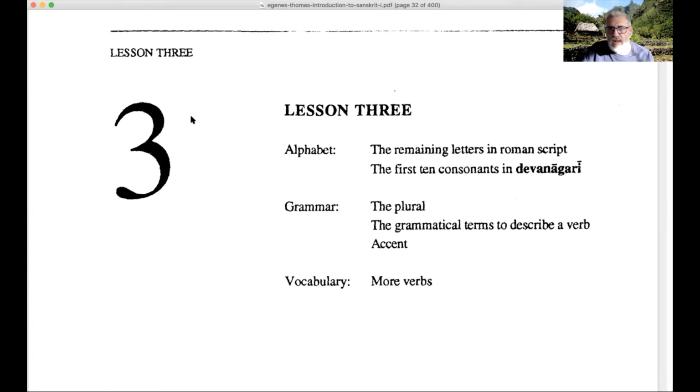The remaining letters in Roman script, right? It's assumed that everybody knows Devanagari, but also we can use two different scripts. We can use Devanagari. We can also use Roman script with diacritics to represent Sanskrit. So here he's giving the alphabet bit by bit. We should all know the Devanagari alphabet.